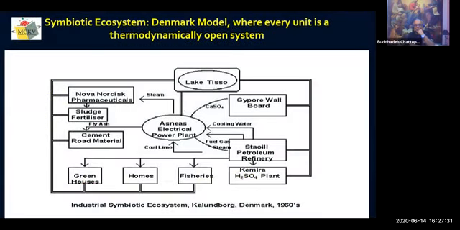Look at the ellipse at the center of the figure. Asnaes Electric Power Plant is giving its waste calcium sulfate to the Gyproc wallboard. They are taking calcium sulfate and making wallboard. The waste stream of the Asnaes Electrical Power Plant goes to a pharmaceutical company. And the sludge of the pharmaceutical company goes as a fertilizer.